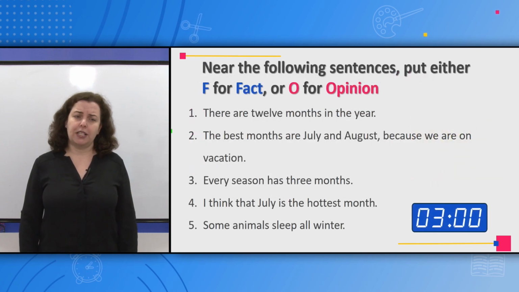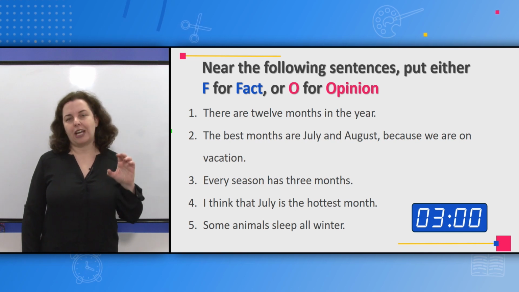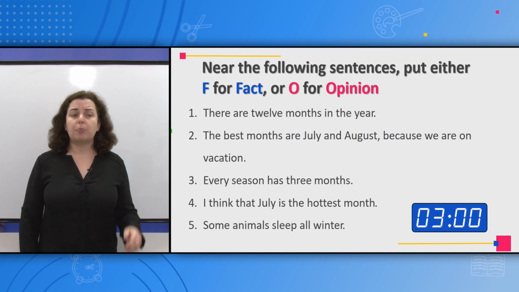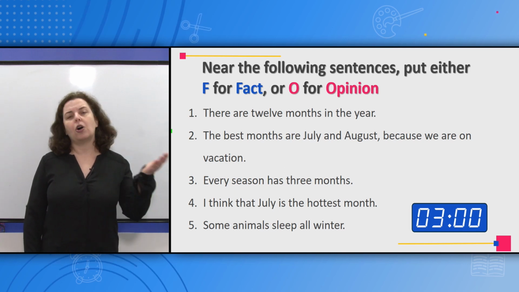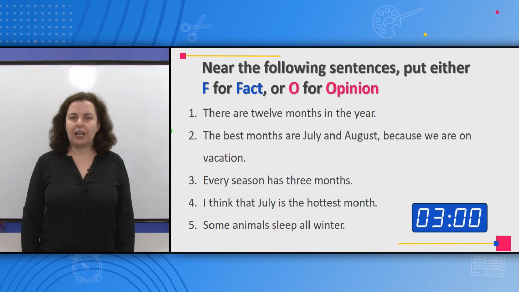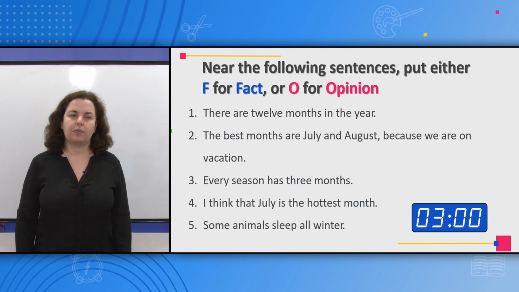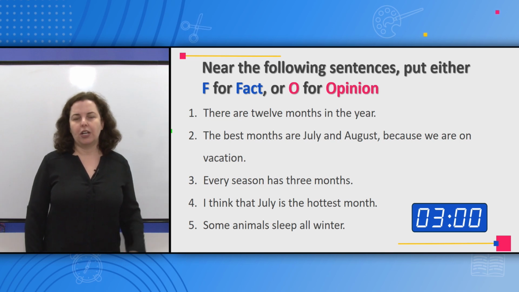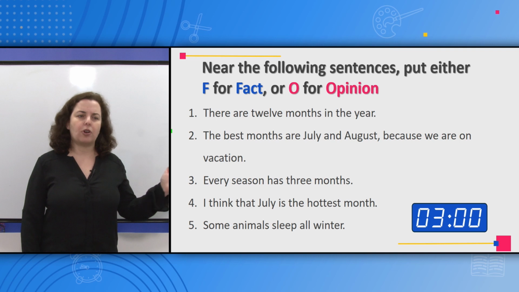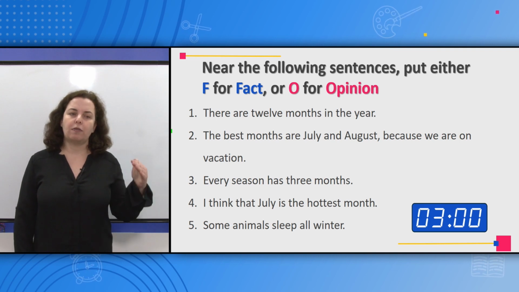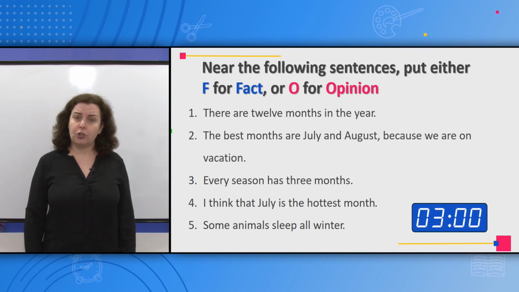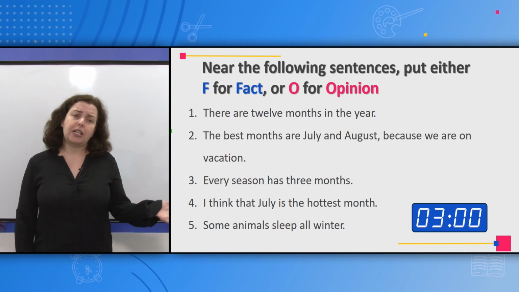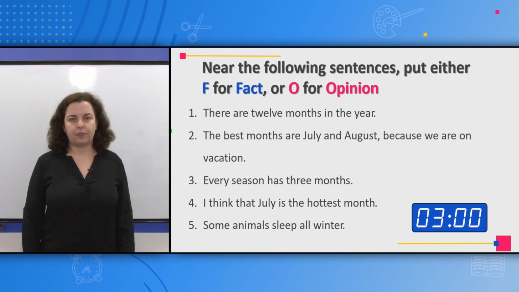Now, for the next few minutes, in your notebook, or if you can, take a picture of the screen, and near the following sentences, put either F for fact or O for opinion. Let me read these sentences for you. Number 1, there are 12 months in the year. January, February, March, April, etc. These are months. There are 12 months in the year. Number 2, the best months are July and August because we are on vacation.